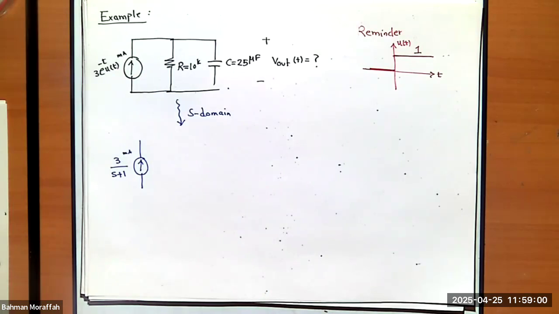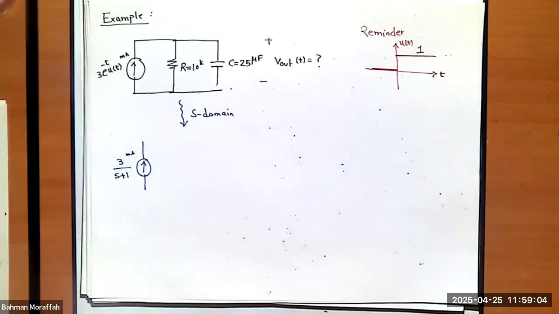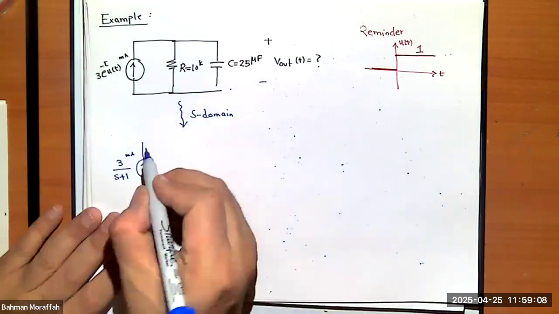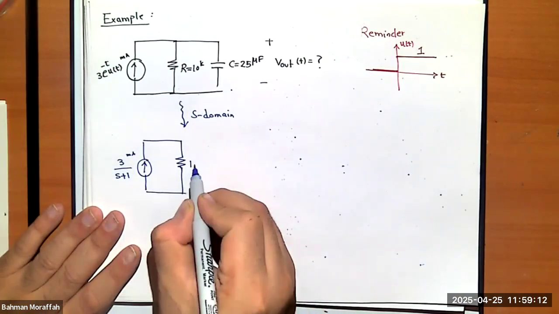Let's go down to the resistor. What is the value of resistor in time in the S domain? It doesn't change. So this I got no issues with. So I have this 10K.